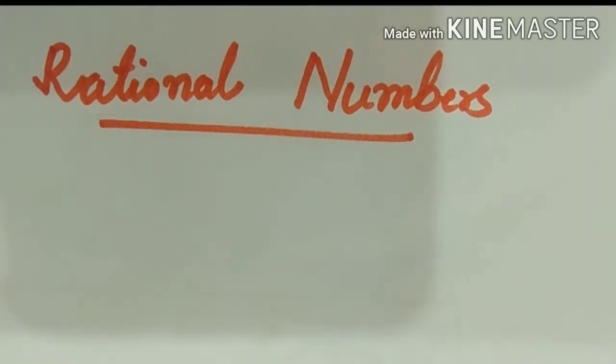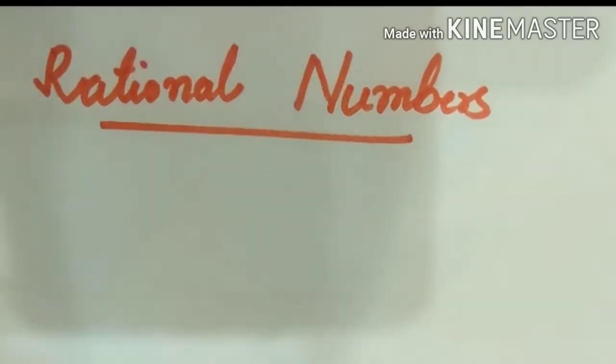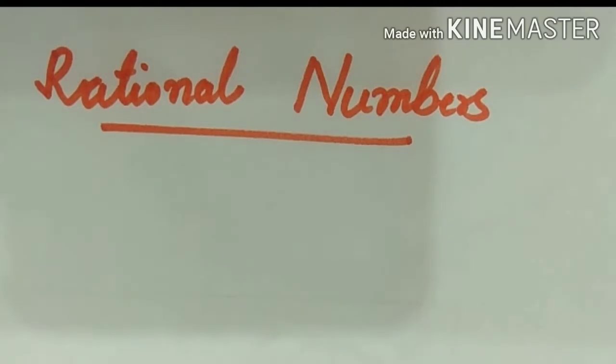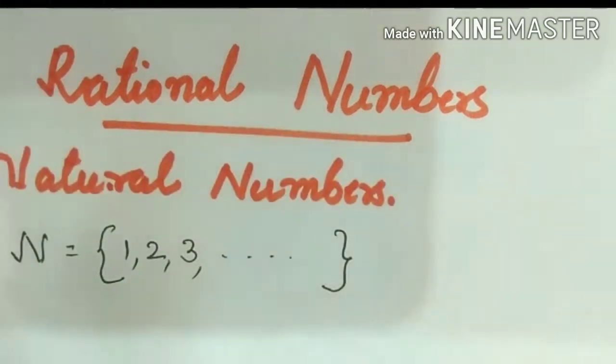Today we are going to study the first chapter of maths, rational numbers. You know that there are many numbers such as natural numbers, whole numbers, integers, etc. Before we learn rational numbers, let us revise the different kinds of numbers you have learned in your previous classes.